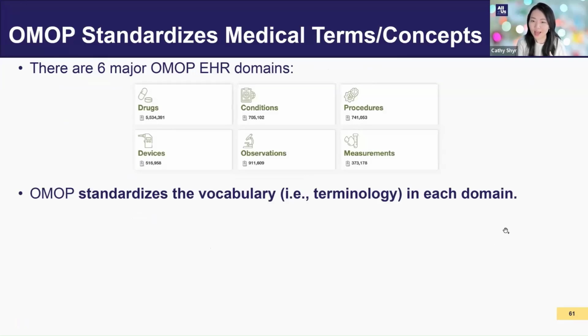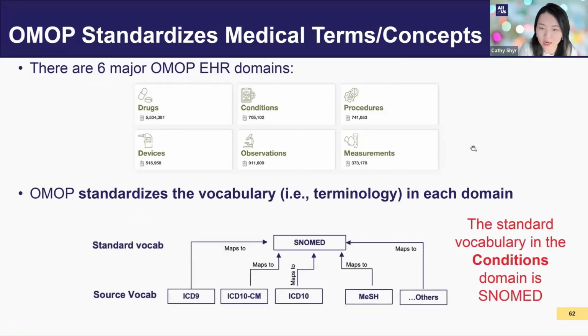And so what that means is, let's just take, for example, the conditions domain. The standard vocabulary in the conditions domain is SNOMED. So what that means is that OMOP will take source vocabularies, for example ICD-9, ICD-10 billing codes, or let's say MeSH headings, and then map or standardize them to SNOMED.